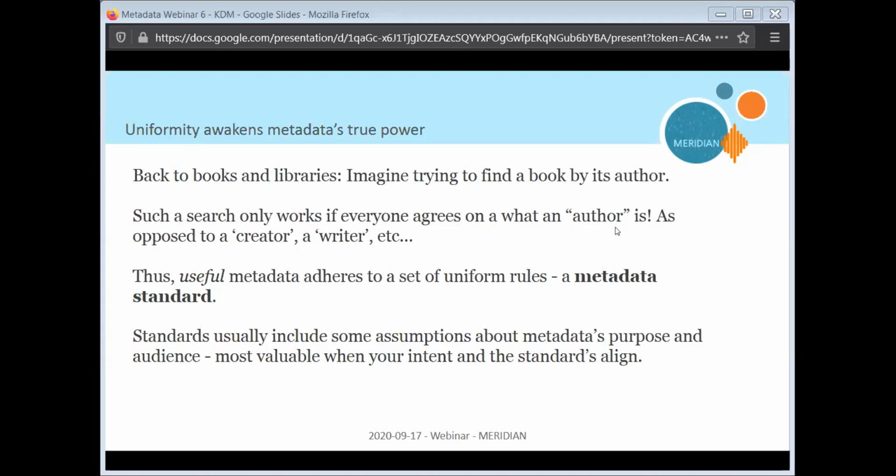So useful metadata adheres to this set of uniform rules. Everyone is going to be called an author if they wrote the book. There are going to be editors, there are going to be co-authors, there's not going to be creators, there's not going to be writers. If you call it that, it won't be right. So we call these sort of rules a metadata standard.